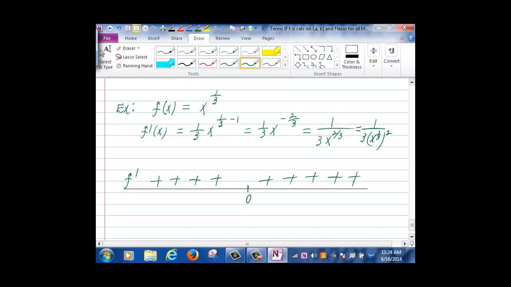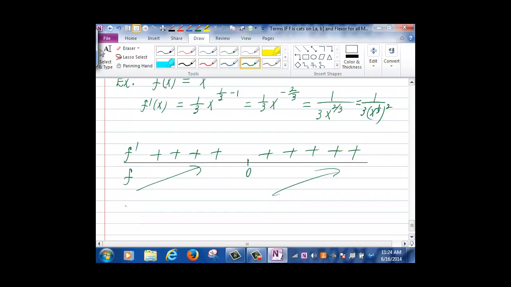So what does it tell me? It tells me that the function f is increasing everywhere, right? My conclusion is f is increasing where? You see, the derivative doesn't exist at 0, but the function is defined at 0. It's x to the 1/3. So the function is in fact increasing everywhere, from negative infinity to positive infinity.